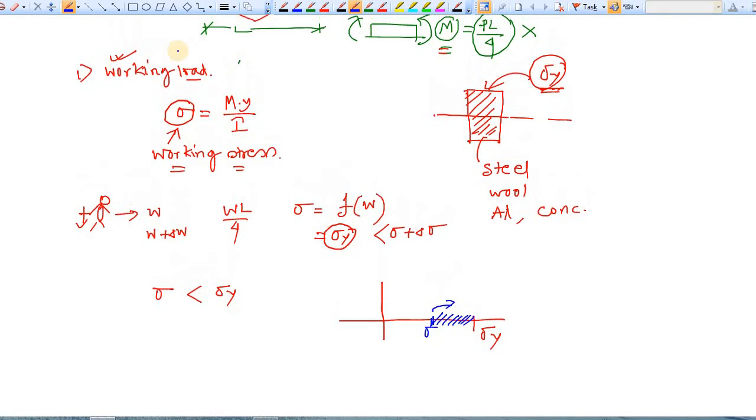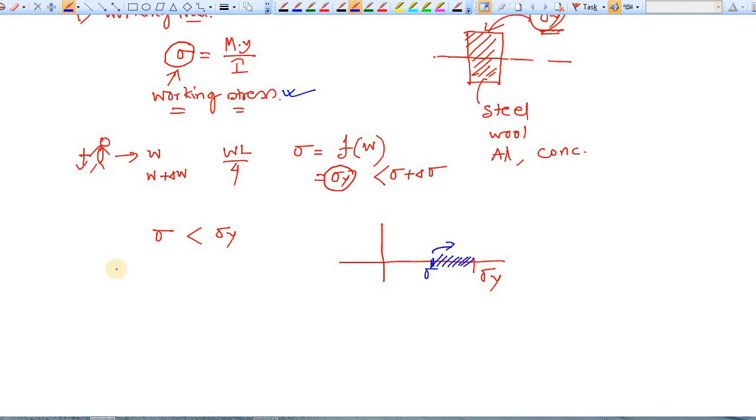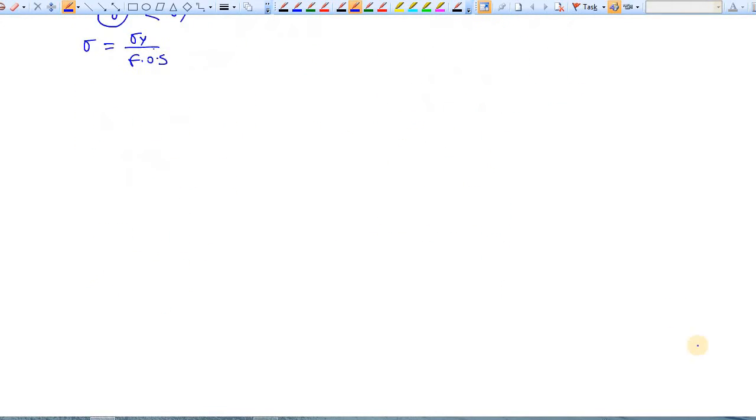Okay, so now it is clear to you what is working load and what is working stress. In the working stress method, we don't increase the load, we keep it the same, but we reduce the stress, which is less than the yield stress. And this stress is expressed as, let's say, sigma y by some factor of safety. This is sigma.